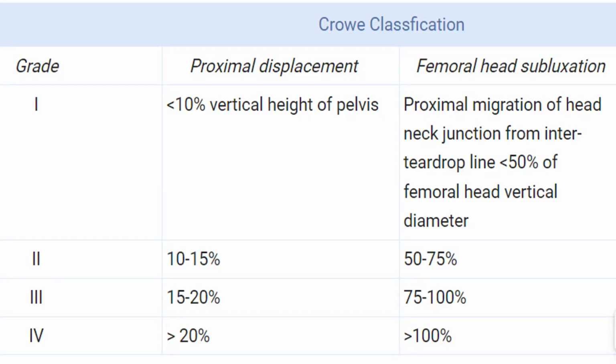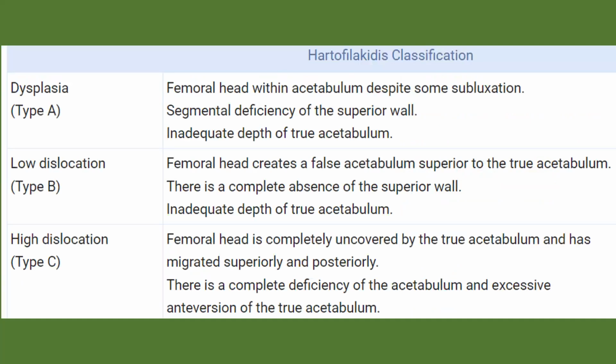The Kraus classification, which I will not go through in detail, you have to memorize by heart. And you have to know the Harto-Philakidis classification, which is easier, depending on the level. If the hip is subluxed, not completely, it's type A. If it's dislocated but just above the acetabulum, it's type B. And if it's high, type C. I find it much easier than the Kraus. Kraus is a matter of percentage, how much the head is dislocated and how high it is relative to the acetabulum.